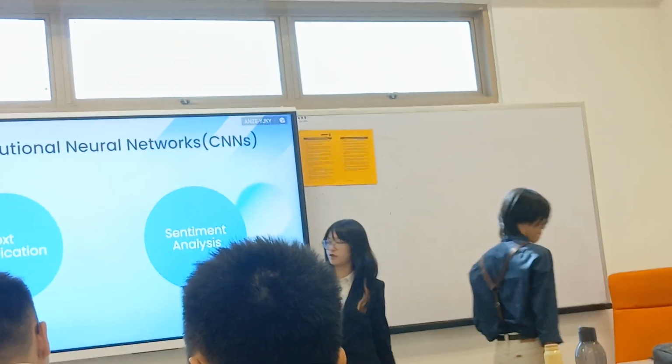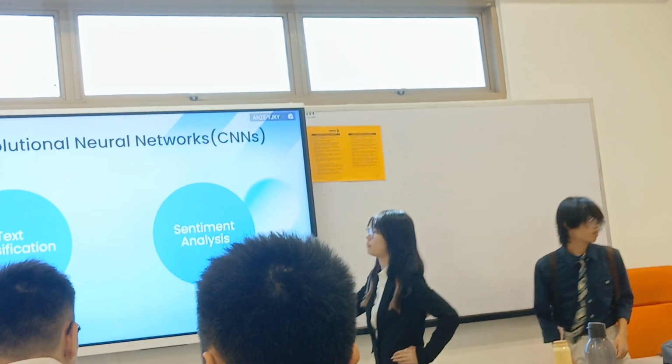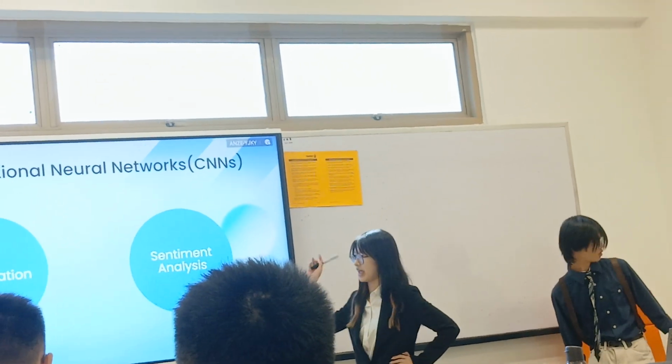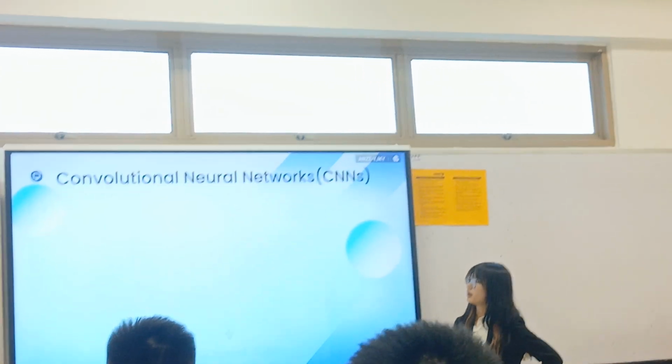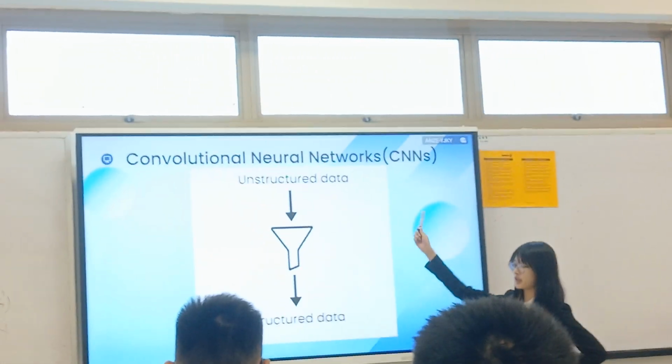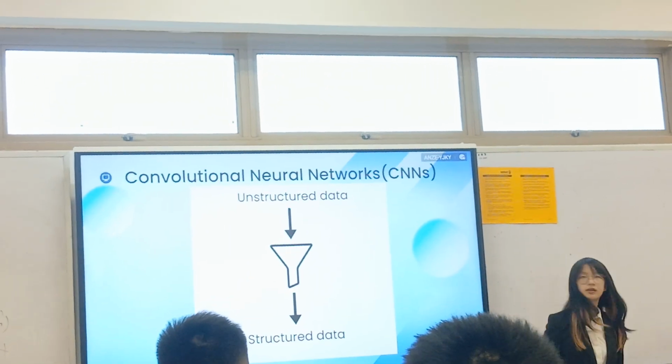Alright, thank you for introducing us to RNN. Now I'm going to talk about convolutional neural network, CNN. It is based on text classification and sentiment analysis. It also converts unstructured data to structured data.